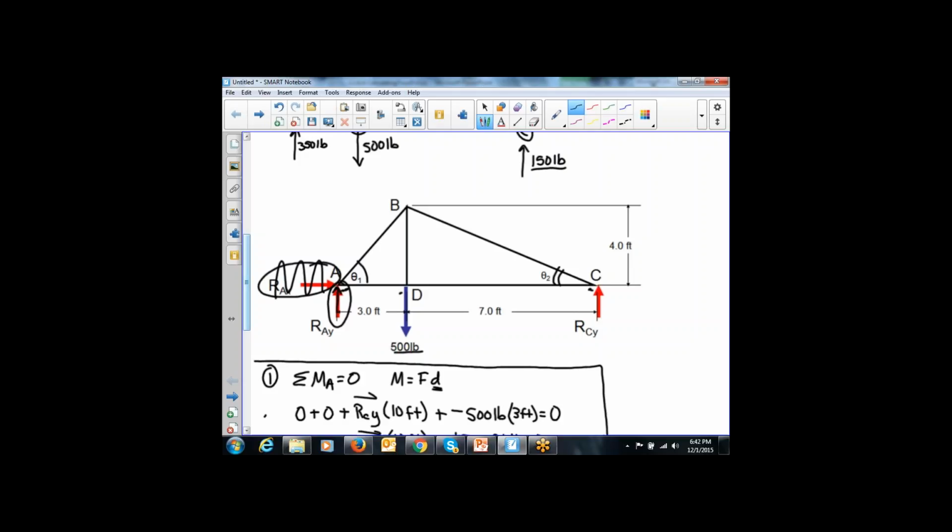And we know that diagonal members are a little more work because we have to break them down to their horizontal and vertical components. But this one's not a terrible thing. We know something there. We can probably work through it.